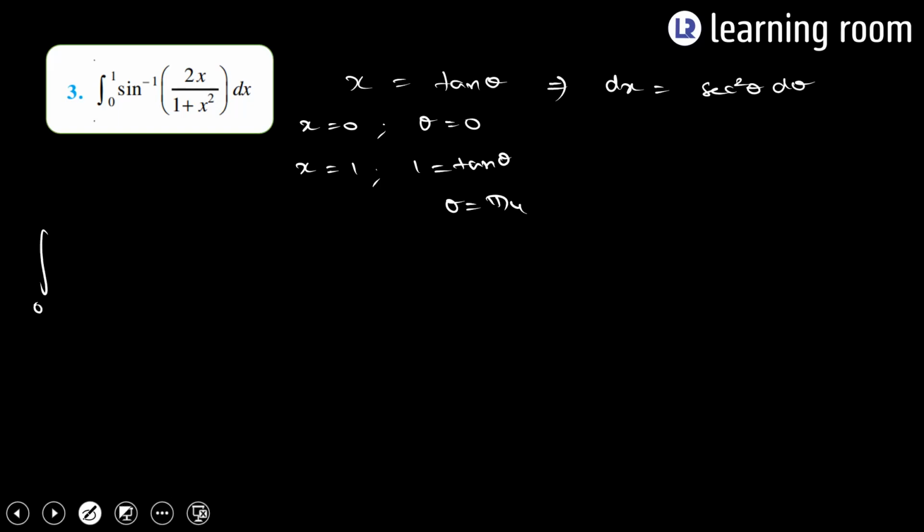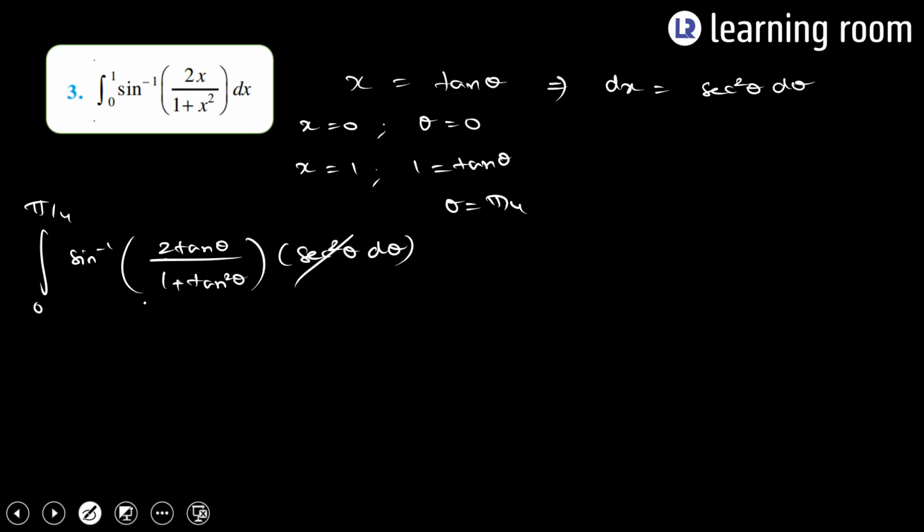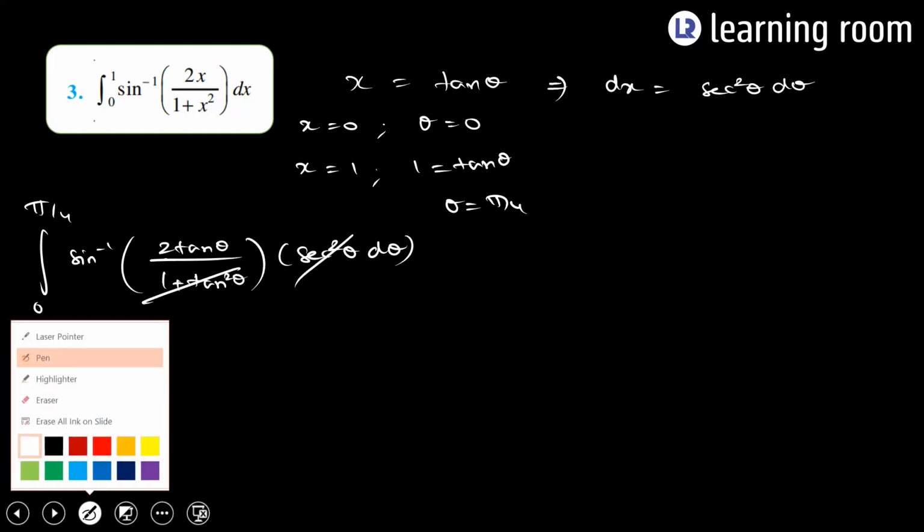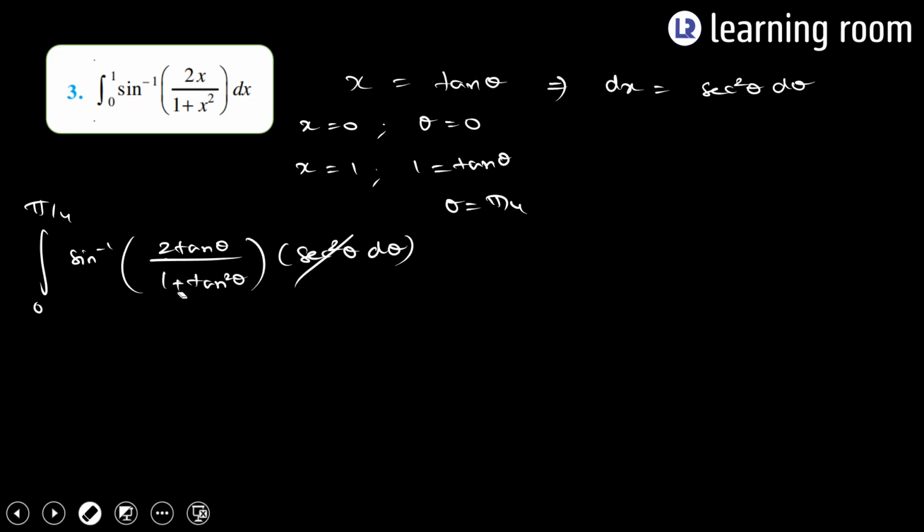So, what will be the answer? Integral of 0 to pi by 4, sine inverse of 2 tan theta divided by 1 plus tan square theta, into, in the place of dx, I can write it as secant square theta. So secant square theta and 1 plus tan square theta will get cancelled. Why? Sine inverse of sine 2 theta.